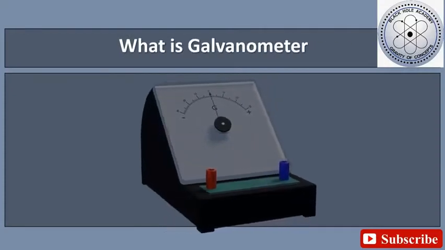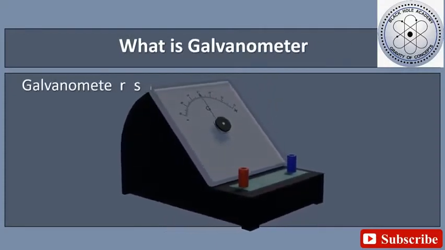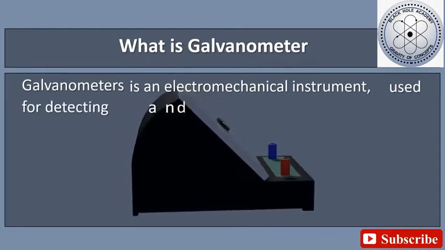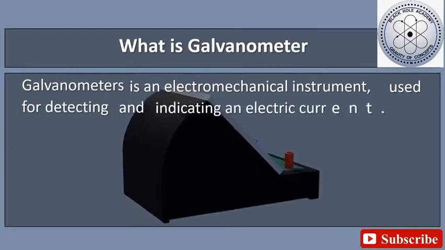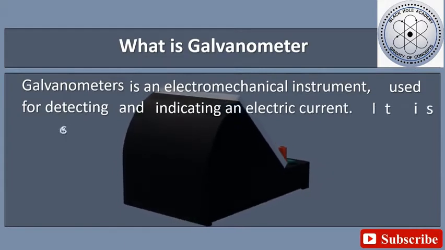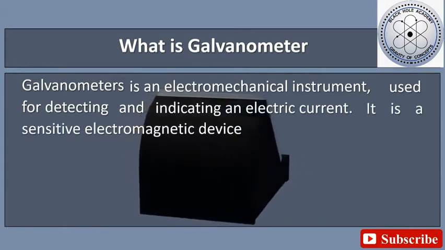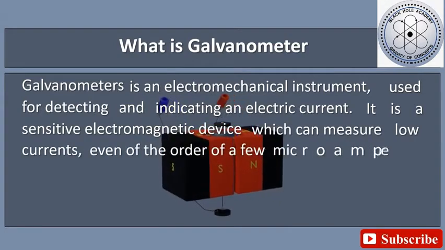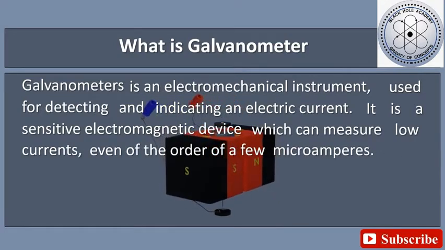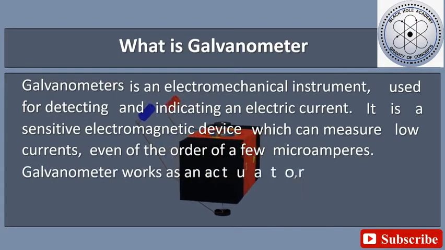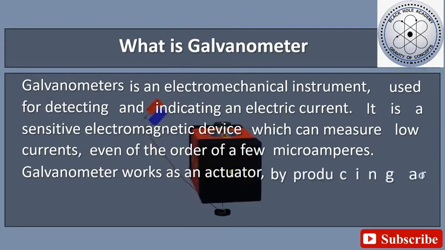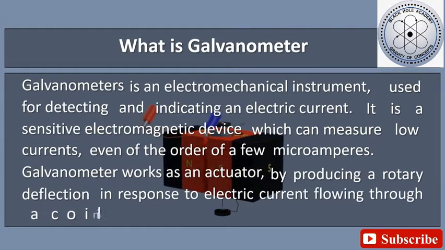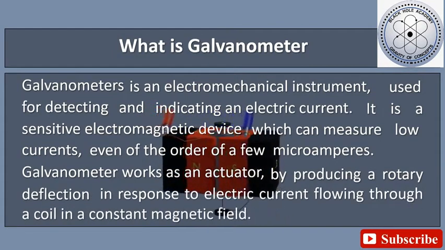What is a galvanometer? A galvanometer is an electromechanical instrument used for detecting and indicating an electric current. It is a sensitive electromagnetic device which can measure low currents, even of the order of a few microamperes. A galvanometer works as an actuator by producing a rotary deflection in response to electric current flowing through a coil in a constant magnetic field.